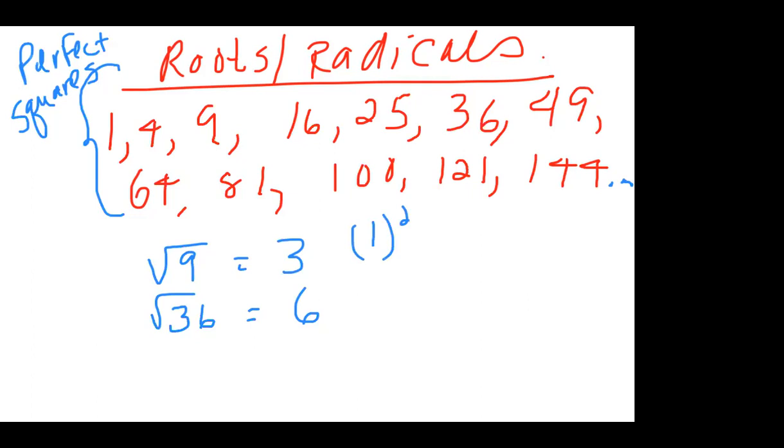So 1 squared, that's 1. 2 squared, that's 4. 3 squared, that's 9. 4 squared, that's 16, and so forth and so on. So we're taking each natural number and we're squaring it. That's all we're doing here to come up with the perfect squares.